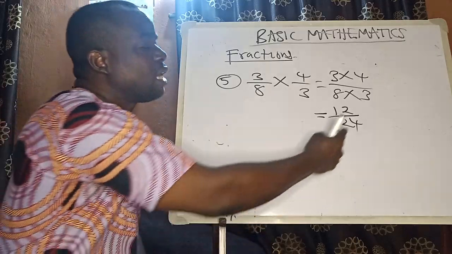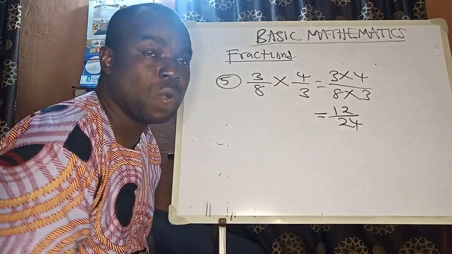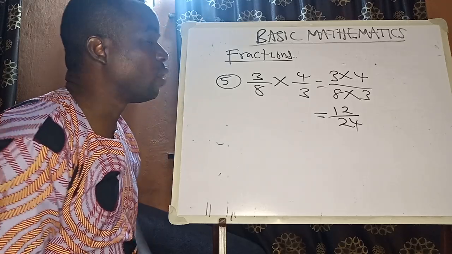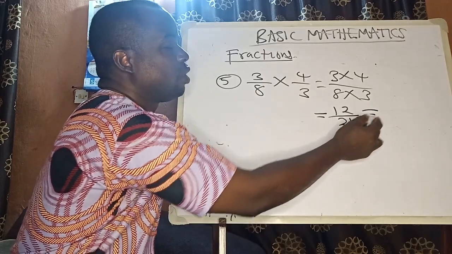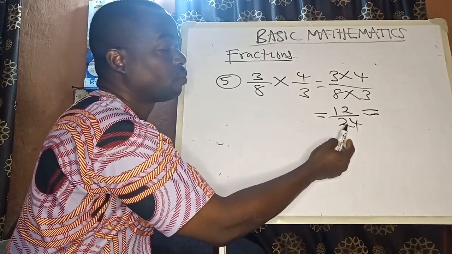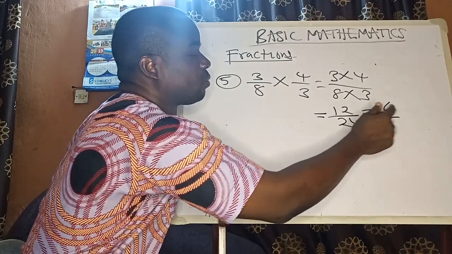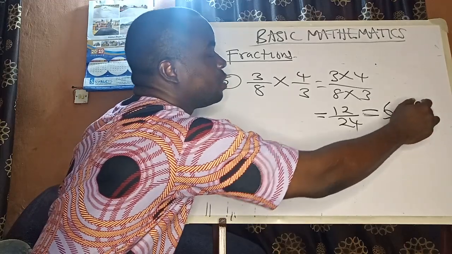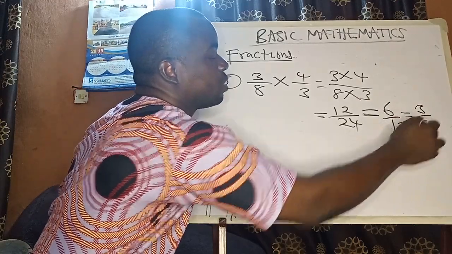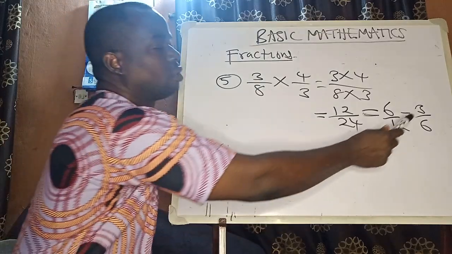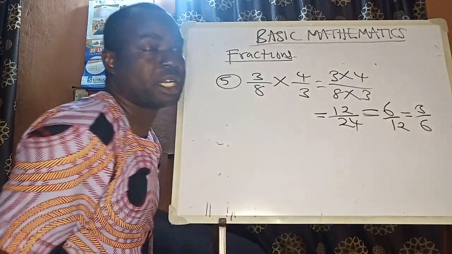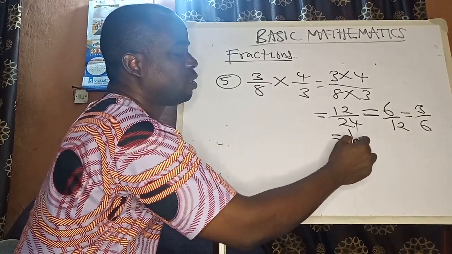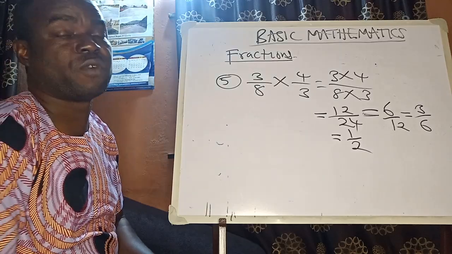Now what you do is that you reduce that fraction to the lowest term. How do you reduce it to the lowest term? You find what can go here and go here. 2 can go in 12 and go in 24. 2 in 12 is 6. 2 in 24 is 12. 2 in 6 is 3. 2 in 12 is 6. Now 2 cannot go in 3. So we use 3 now. 3 in 3 is 1. Then 3 in 6 is what? 2. And our answer is 1 over 2.